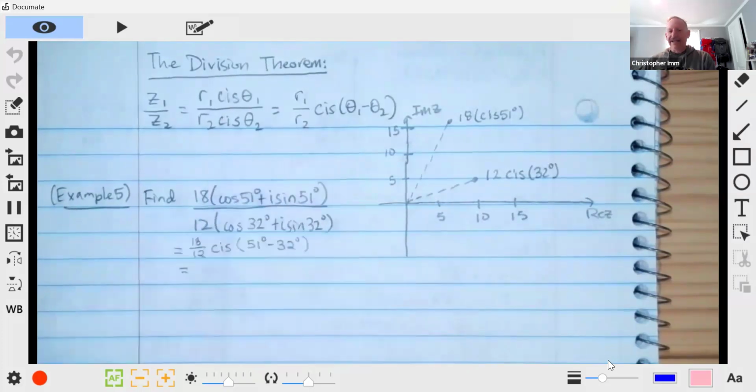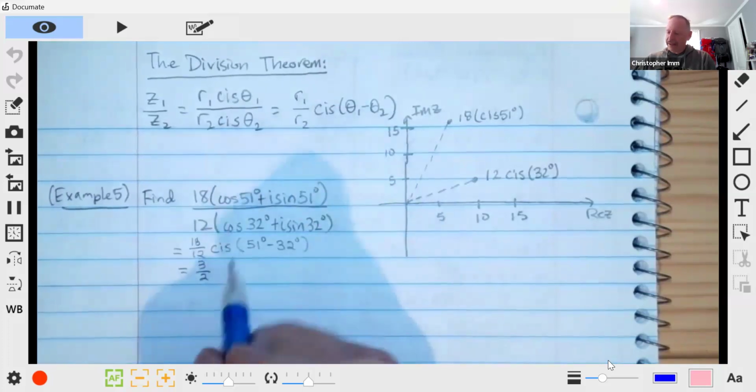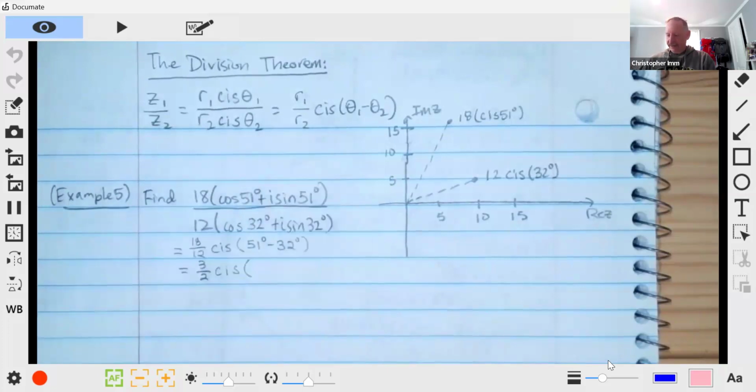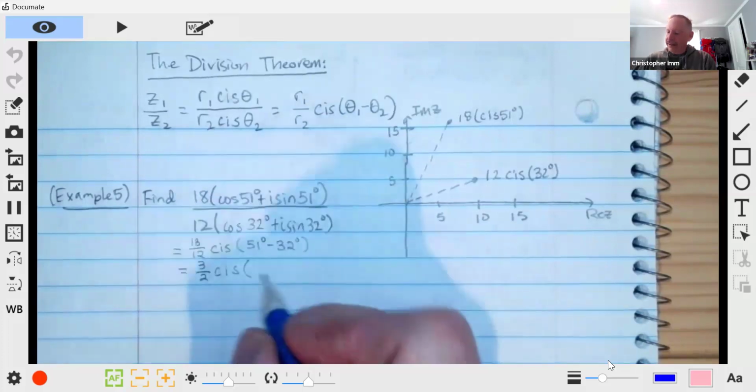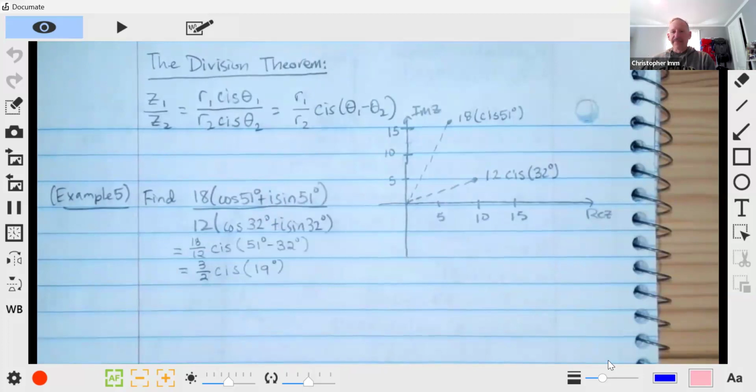So dividing 18 by 12, I think 6 goes into both of those, so I would get 3/2 or 1.5 times cis, and then 51 minus 32 is like 52 minus 32 minus 1. So 52 minus 32 is 20, minus 1 is 19. So that should be my quotient here.